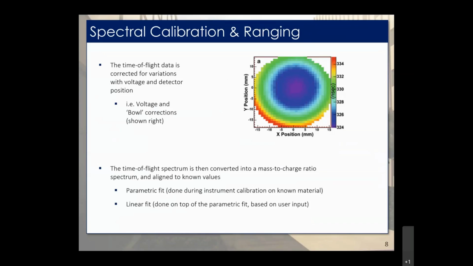Then what we need to do is convert that to a mass to charge ratio spectrum. And we do that by aligning to known values. This is usually done in the first case using a parametric fit in the instrument calibration on a known material, like say a sample of pure silicon. But then what will usually be done by the user on top of that is a linear fit, based on user input for that exact sample and data set that is being reconstructed. And again, this is done using known peaks within the material.